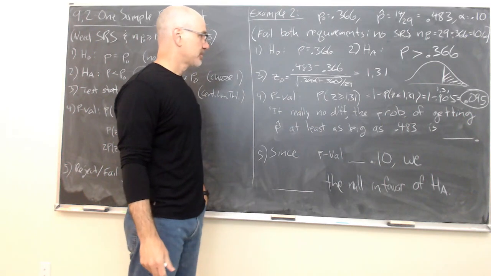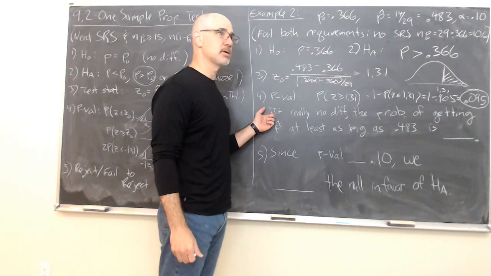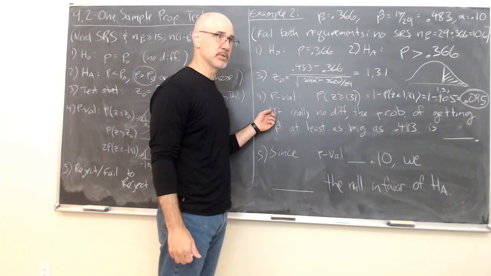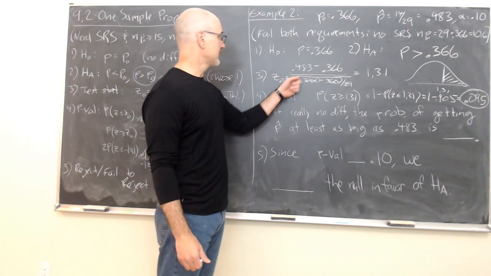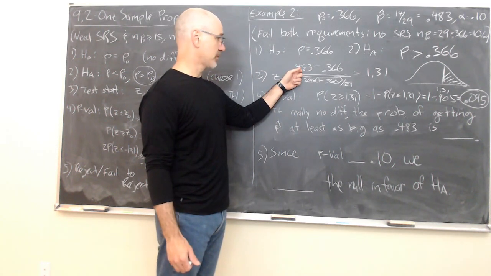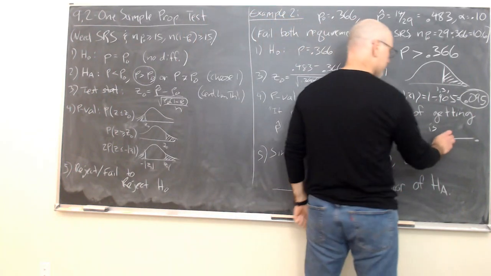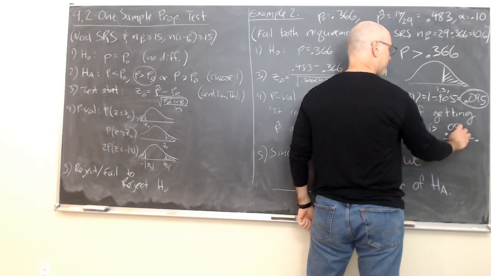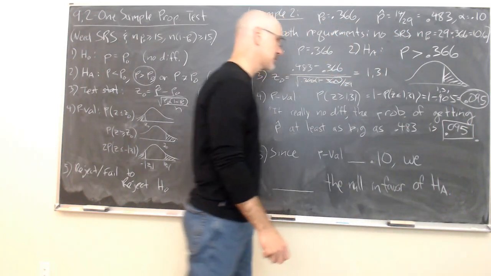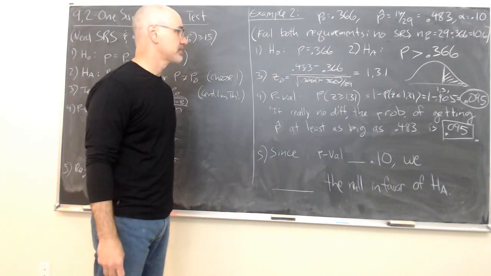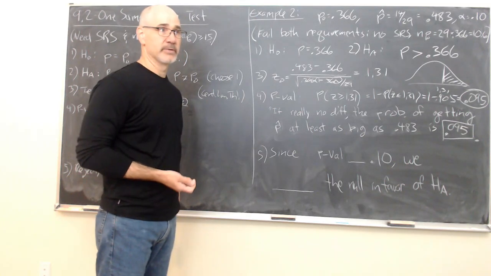Right, so our interpretation of the p-value is that if there was really no difference in political affiliation between BSc students and the state of Alabama, the probability of getting a sample proportion of 0.483 or higher is 0.095. Right, so that's fairly low. It's not crazy low, but less than a 10% chance of getting a sample proportion like we got if there's really no difference.